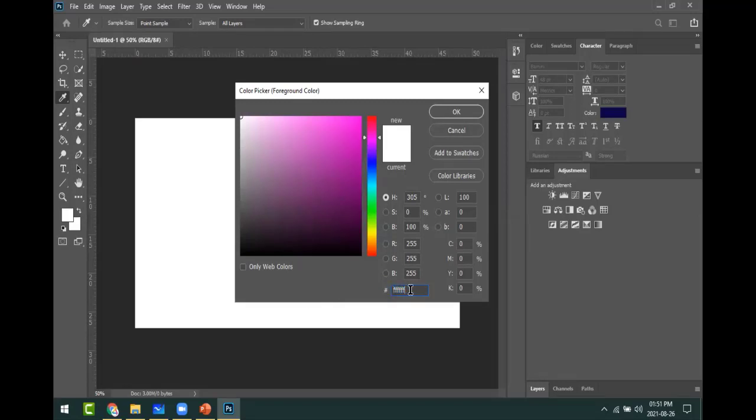F, 6 times F, right? There are 6 times F. So what has happened is this is RGB format, red, green, blue. So red 255 is shown here, first these two. Green is shown here.